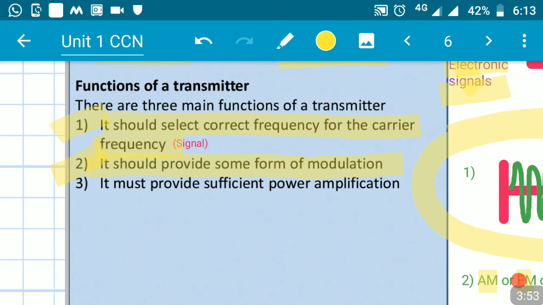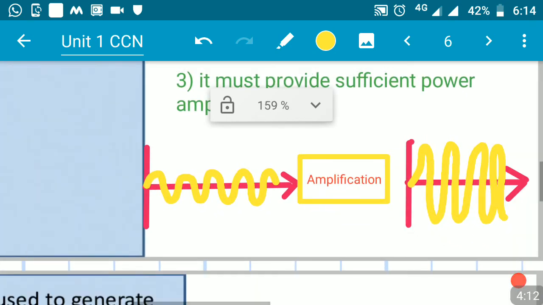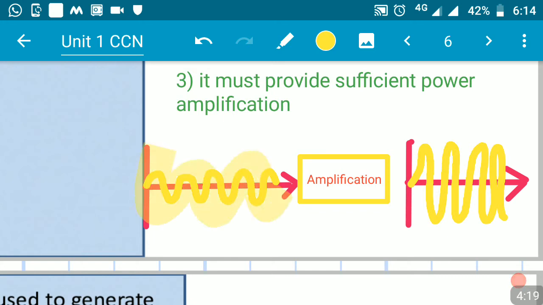The third important function that a transmitter has to carry out is that it must provide sufficient power amplification. What do we mean by that? Power amplification can be understood by using the diagram here. Here we have a weak signal. After amplification, the weak signal becomes strengthened. Such amplification helps the signal travel through longer distances without loss of information. That is the importance of amplifying.